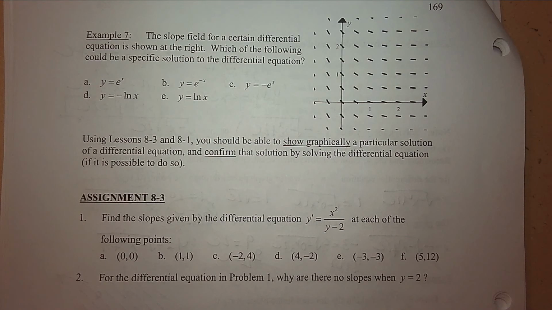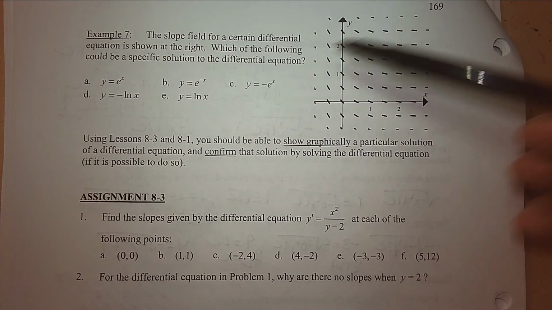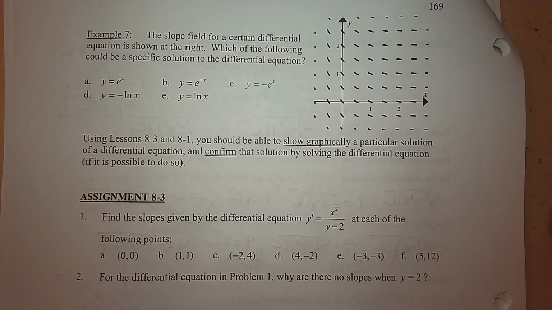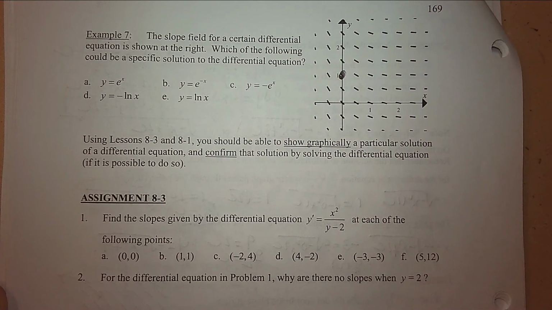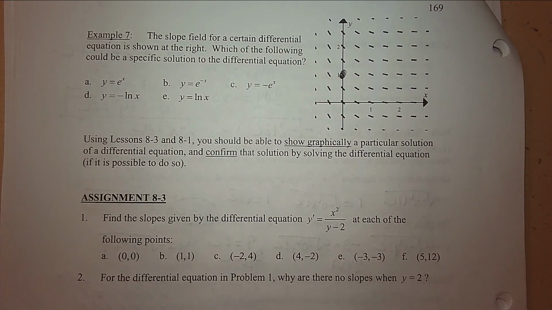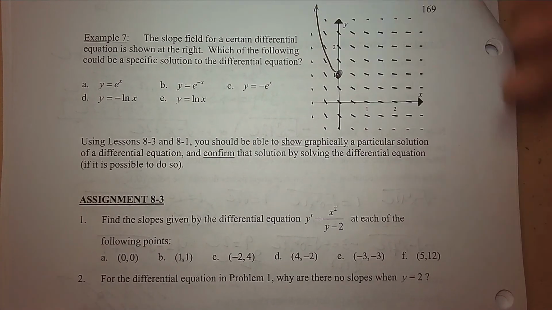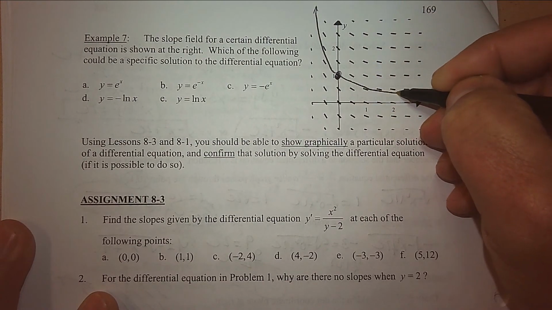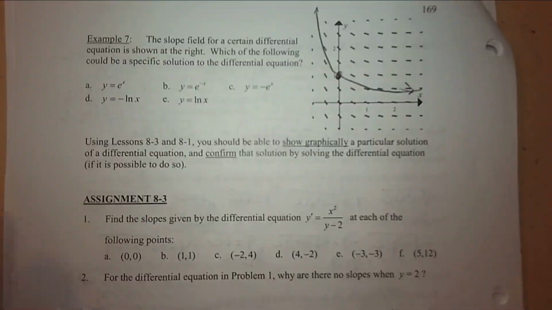What are you asked to do here? The slope field for a certain differential equation is shown to the right. Which of the following could be a specific solution? That means if you took a point, like let's take 0, 1, and you followed the flow of the river, what would the picture look like? What does it look like going to the right? What does it look like going down? Do you see that? Which one could and could not be that flow?